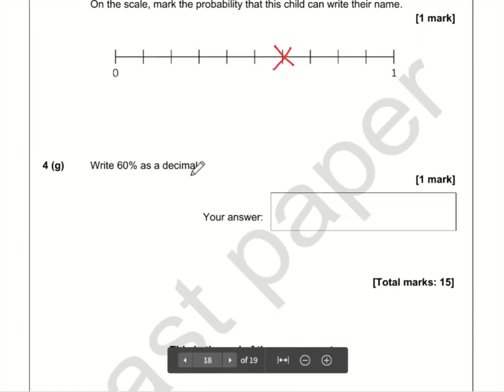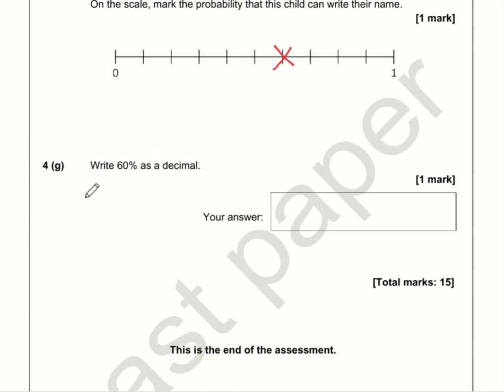And for G, write 60% as a decimal. Well, as I mentioned before, to convert a percentage to a decimal, you divide by 100. 60 divided by 100 is 0.6. And that is the end of section B.